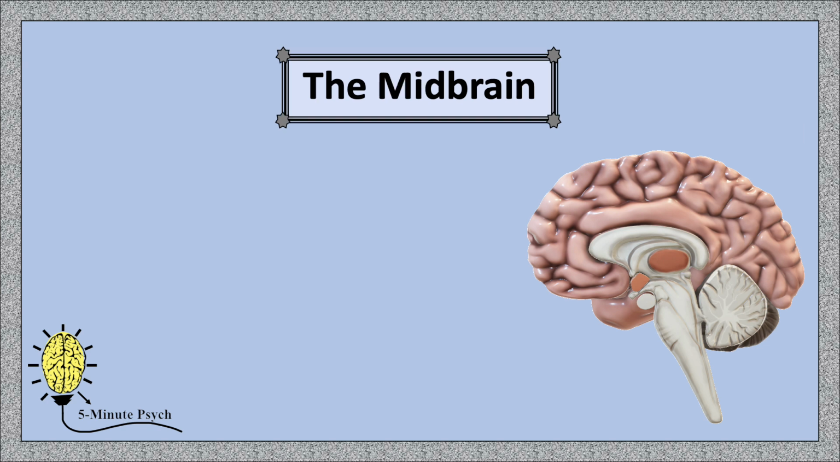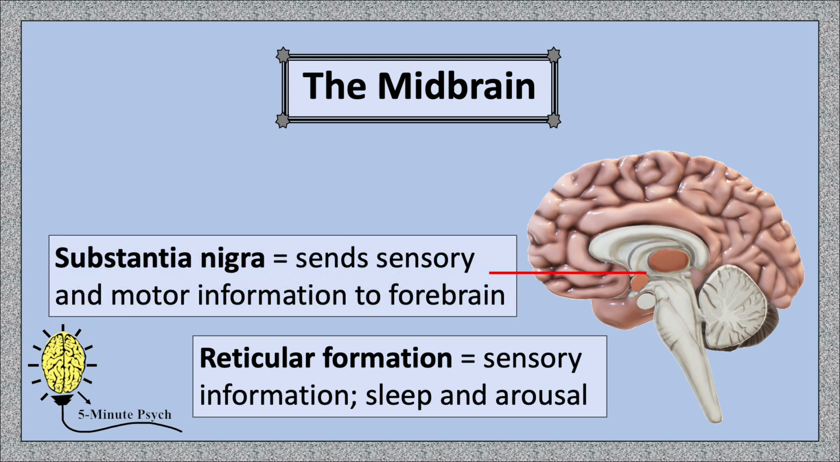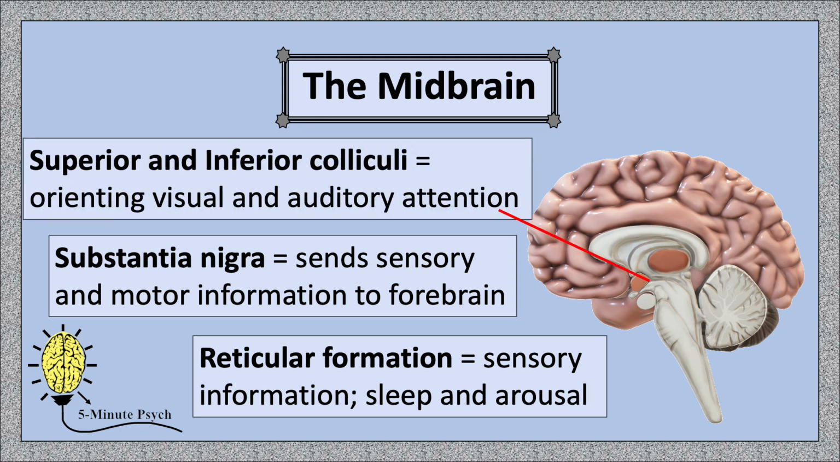The midbrain is a small area that contains the reticular formation, which is a network of neurons that runs up through the center of the hindbrain and midbrain and ends up in the thalamus of the forebrain. The reticular formation filters incoming sensory information and is also important in sleep and arousal. The substantia nigra receives input from sensory and motor areas and then sends this information on to brain regions in the forebrain that make decisions about what actions to do next. Finally, the superior and inferior colliculi are involved in orienting visual and auditory attention, respectively.